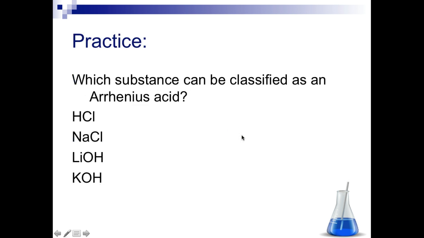So let's look at a practice. Which substance can be classified as an Arrhenius acid? Pause the video, unpause when you're ready. Great, welcome back. You should have picked HCl, which is the top, because when this dissolves in water, it'll produce H plus ions, and that's what the Arrhenius acid definition is. NaCl is an ionic compound. LiOH and KOH are both bases.